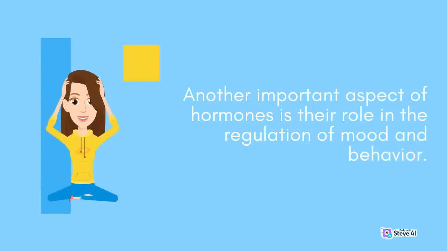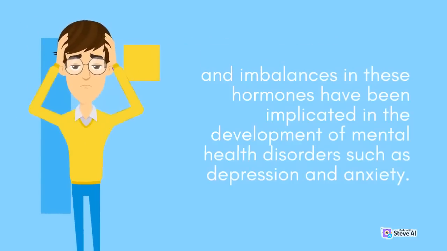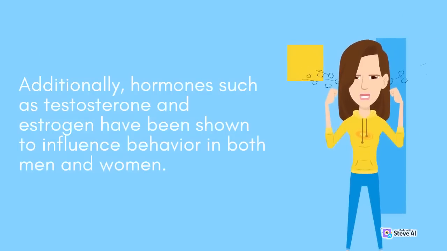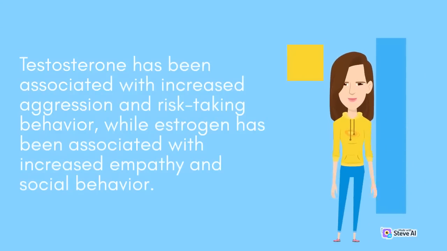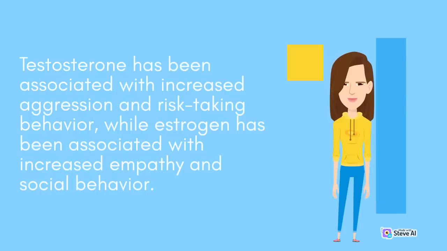Another important aspect of hormones is their role in the regulation of mood and behavior. Hormones such as serotonin and dopamine are involved in the regulation of mood and reward. And imbalances in these hormones have been implicated in the development of mental health disorders such as depression and anxiety. Additionally, hormones such as testosterone and estrogen have been shown to influence behavior in both men and women. Testosterone has been associated with increased aggression and risk-taking behavior, while estrogen has been associated with increased empathy and social behavior.